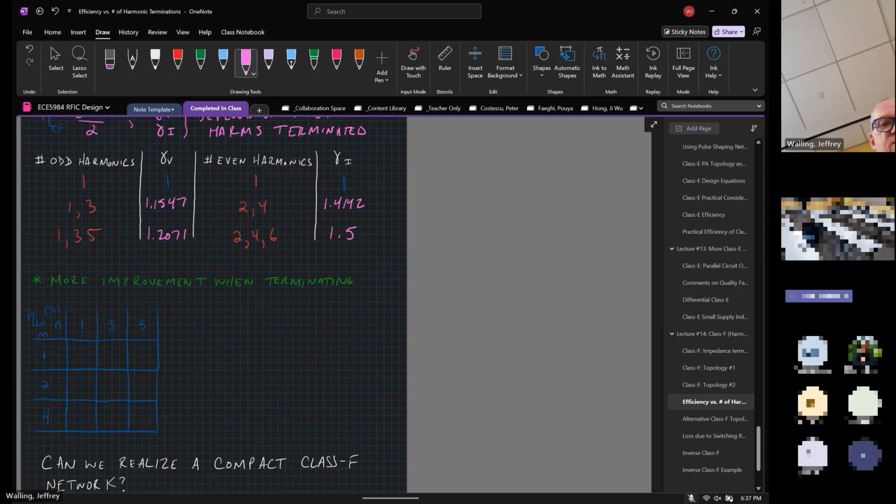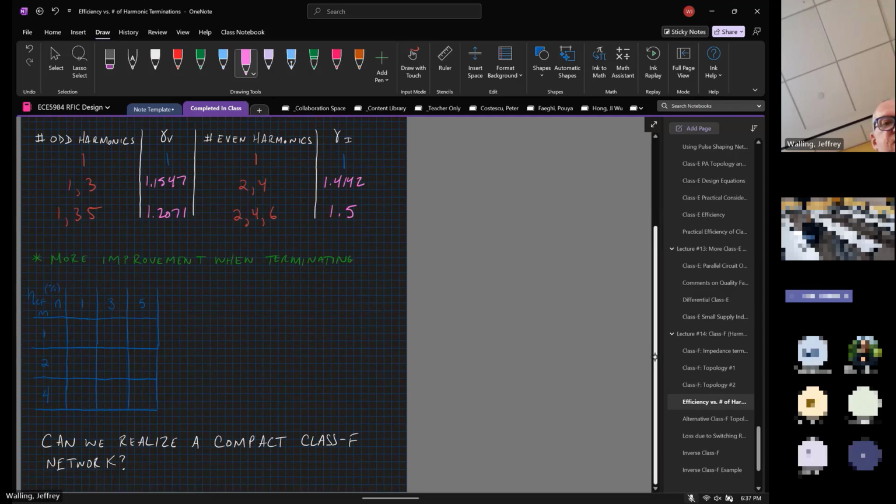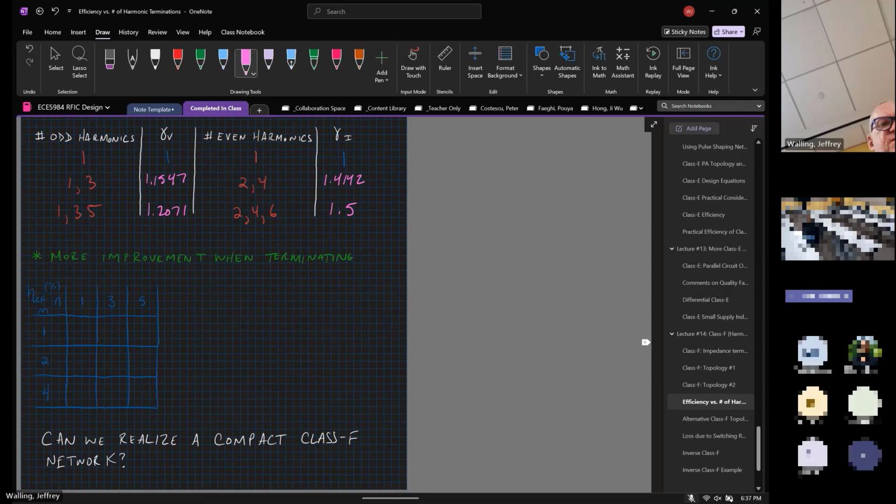So what we can see here, if you're looking at this table, is what would you choose to do if you could only terminate? If you could only make one choice, what's your optimal choice? Well, let's say I can only choose even harmonics or odd harmonics. Just literally one set of terminations. Yeah, you choose even. That gets you a bigger bang for your buck, right?